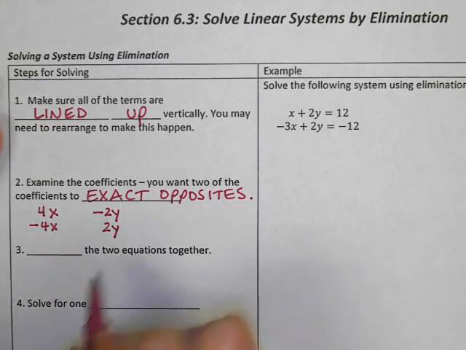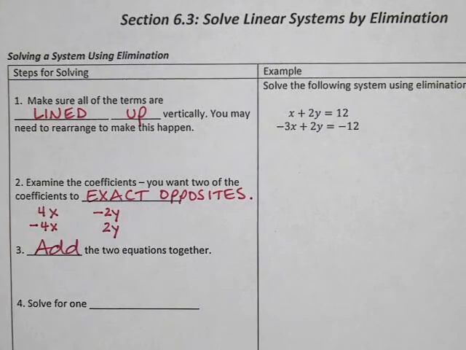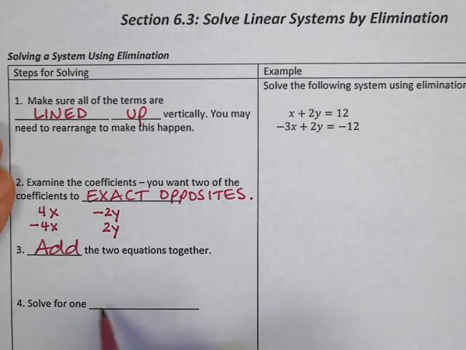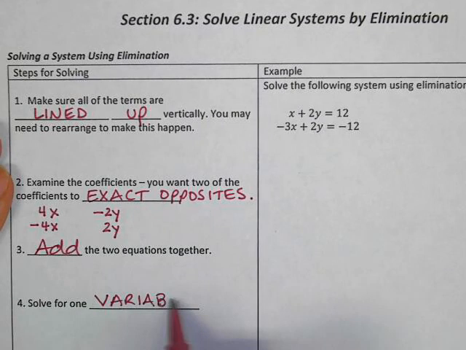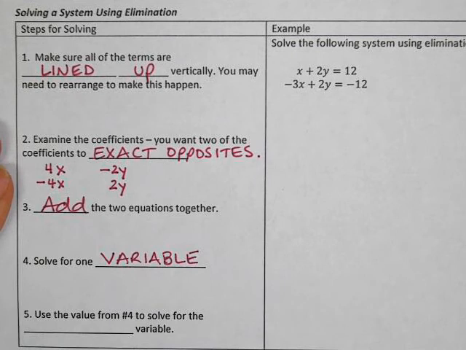Okay, and then once you have that, you're going to add the two equations together. And then you're going to solve for the one variable left. And then use that value to plug in to solve for the other.